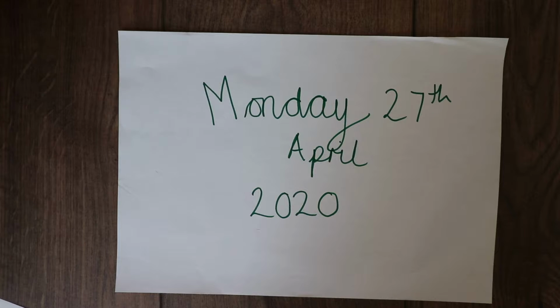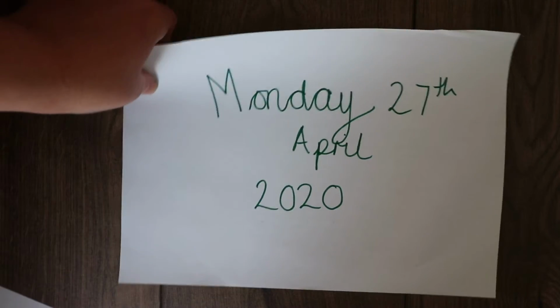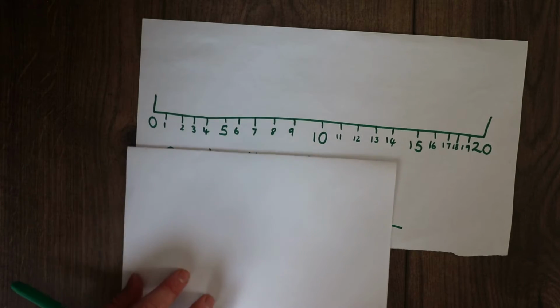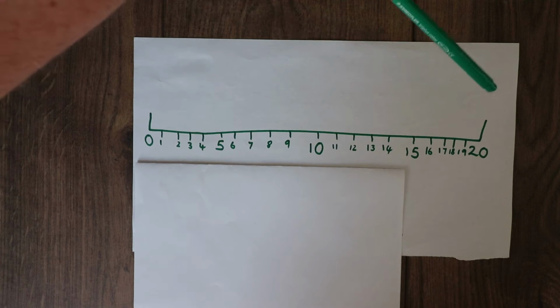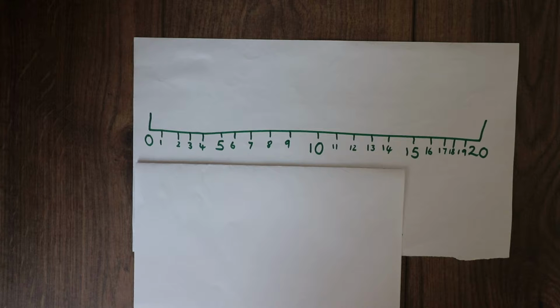Okay, today's starter is a little bit different. Today, I'm going to be using a number line. Now, I haven't got a number line with me at home, so I have just drawn one. So you can pause the video now if you want to draw one, or you can get your adult to help you. I've made a number line just from 0 to 20.